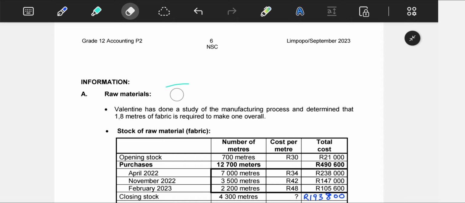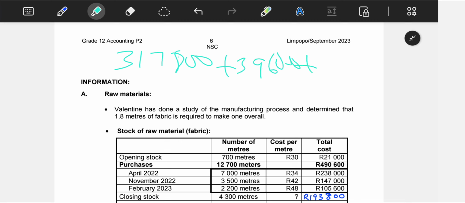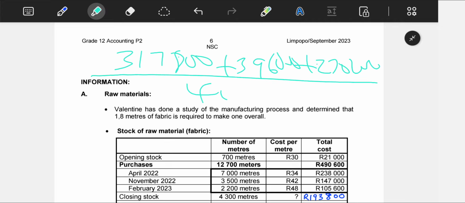Alternatively, I just like to do the long way so that everyone can understand, even those who are not really there. So, alternatively, in your answer book, you can just say 317,800 plus 396,000 plus 270,200 divided by 4,000, to avoid a lot of steps. And then you get your answer, 246. The examiner is going to give you full marks. Right.